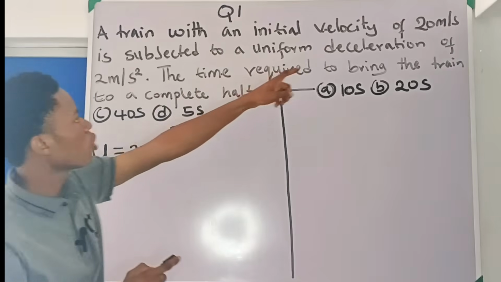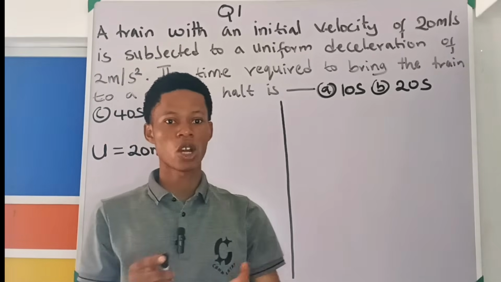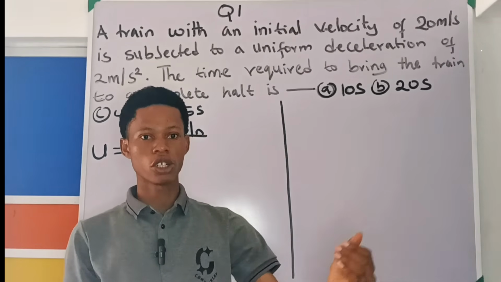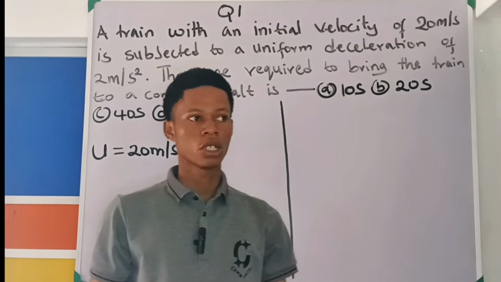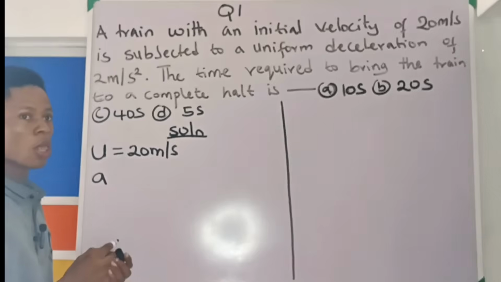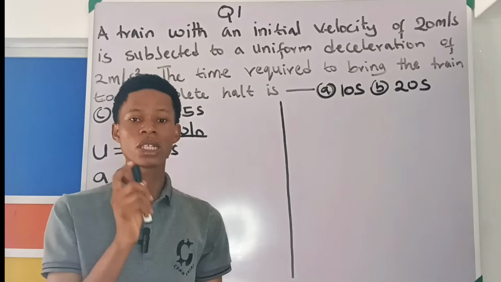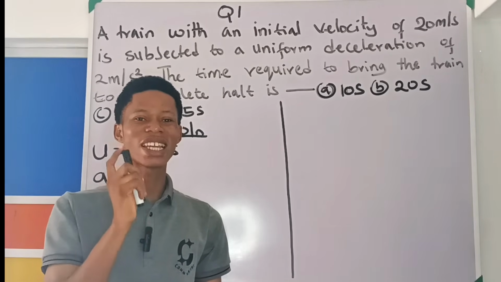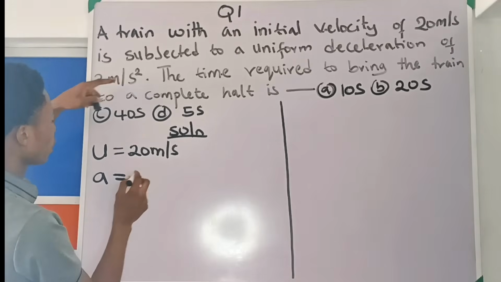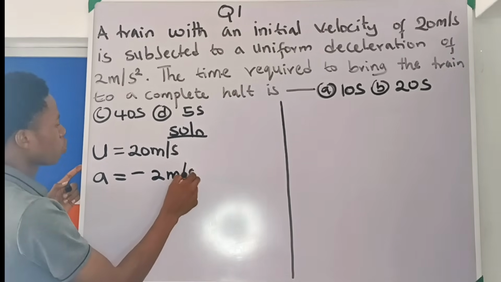They say it's subjected to a uniform deceleration of 2 meters per second square. Now, acceleration and deceleration, they are opposites. Acceleration, you are moving forward. Deceleration, you are retarding, you are reducing your speed. Acceleration, you are increasing your speed. Do you understand? So now, deceleration, we still use a to represent deceleration, but deceleration is always negative. So anytime you see deceleration, always put a negative sign there. So a will be equal to 2 meters per second square, right? But since it is not acceleration but deceleration, we'll say minus 2 meters per second square.